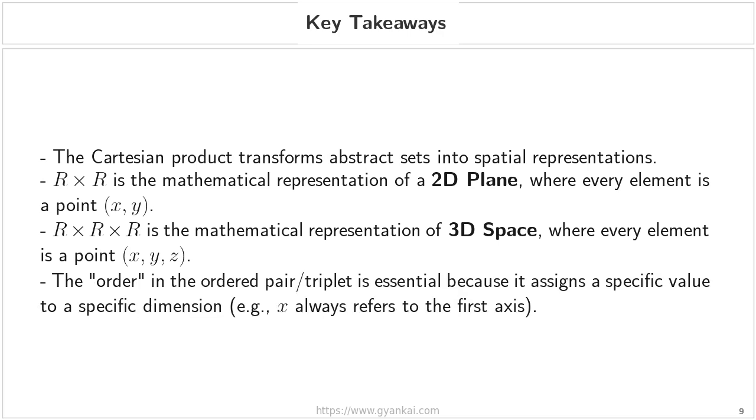Finally, I want to emphasize one crucial detail. The order in these ordered pairs and triplets is absolutely essential. The order is what allows us to assign a specific value to a specific dimension. For instance, the x-coordinate must always refer to the first axis, the y to the second, and so on. Without this strict order, we wouldn't be able to uniquely identify any position in space. All right, let's bring everything we've discussed today together with these key takeaways. Now, before we wrap up, let's look at a few common pitfalls to avoid when working with these concepts.